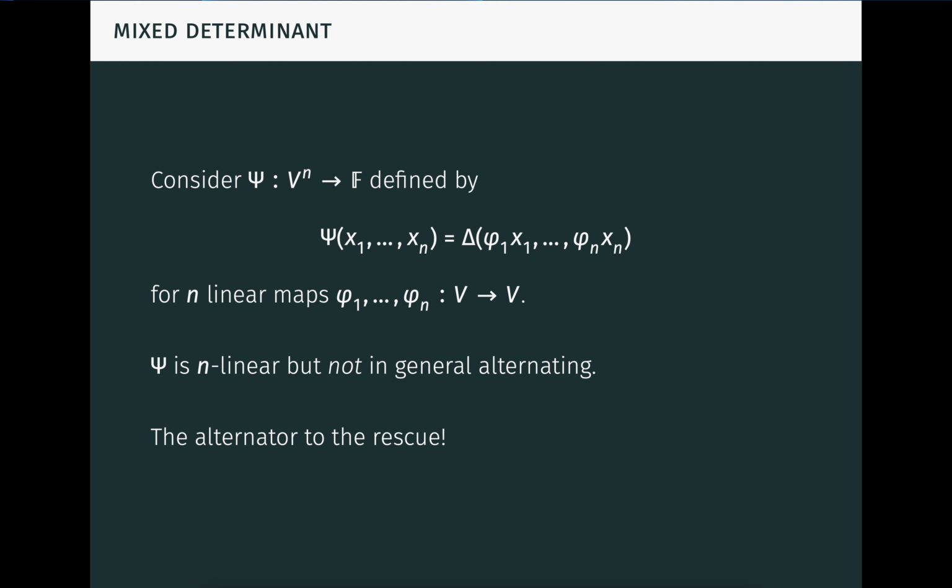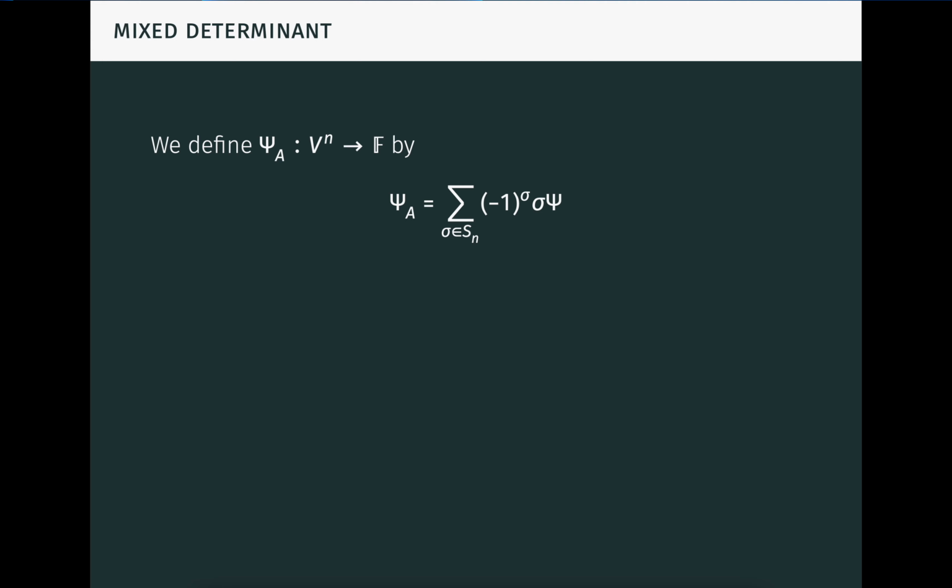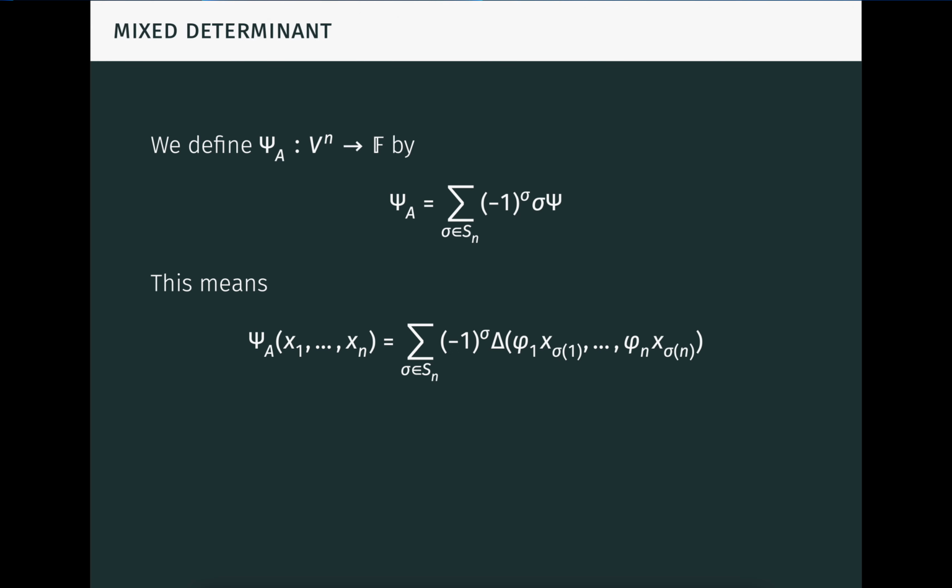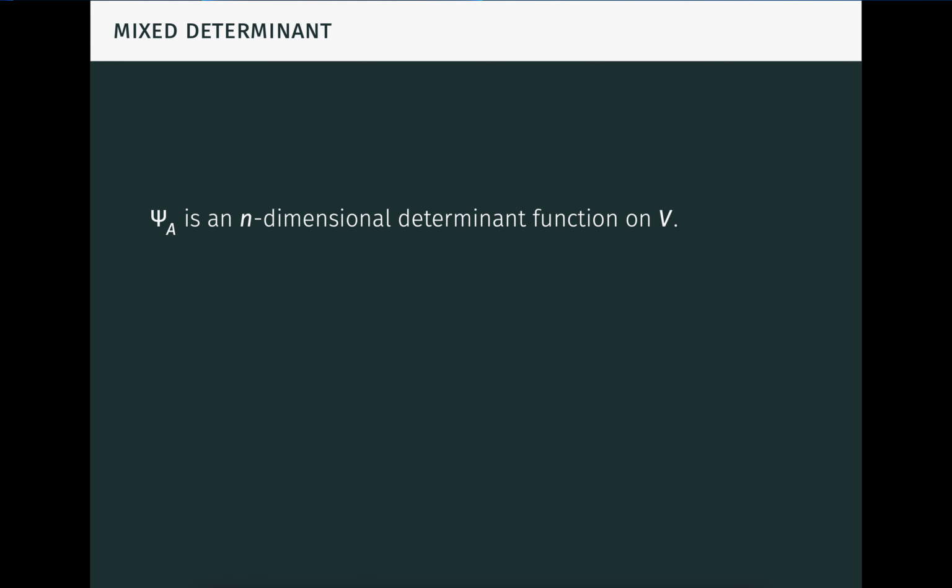However, as we saw in a prior video, we can solve this problem in a standard way using something called the alternator. We obtain an alternating function big psi a by applying the alternator to big psi, which sums over all signed permutations of big psi. Expanding this definition, we find that big psi a is given by the formula seen here. Notice that the vectors x1 to xn are being permuted on the right-hand side. Equivalently, we can permute the linear maps instead of the vectors, in which case the sign factor is eliminated since delta is alternating. Since big psi a is multilinear and alternating, it's an n-dimensional determinant function on V, so it's a scalar multiple of delta by the universal property.